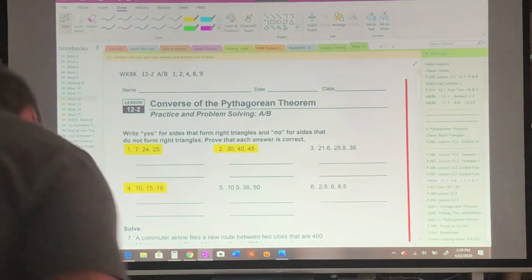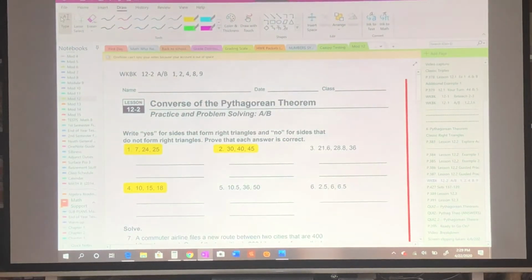All right, Math 8. Let's get this done. Okay, our homework was that worksheet from the workbook, 12-2 AB 1, 2, 4, 8, and 9. Write yes for sides that form a right triangle and no for sides that don't. Prove that each answer is correct. Okay, let's see what it looks like.